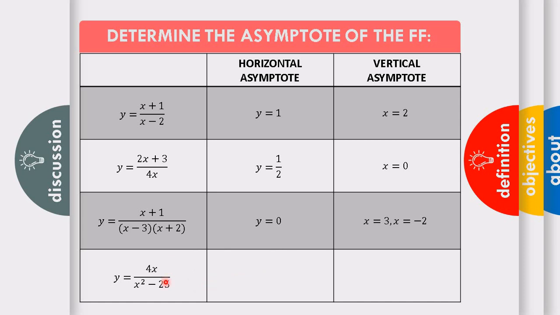And lastly, the last function, we have 4x over x squared minus 25. So again, case number 1, in which the numerator degree is less than the denominator degree. So we have y equals 0. And the vertical asymptote, the value that makes the denominator 0, so we have 5 and negative 5. Since x squared minus 25 is a difference of two squares, we can expand it like x plus 5 times x minus 5. So therefore, we have two vertical asymptotes, negative 5 and 5.